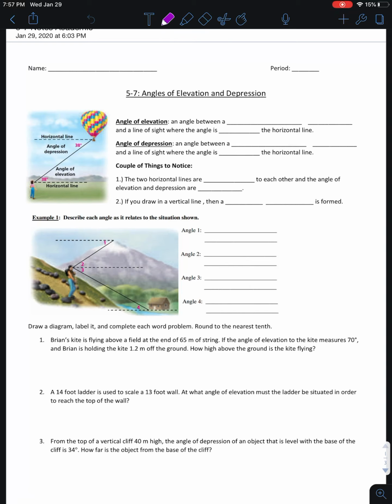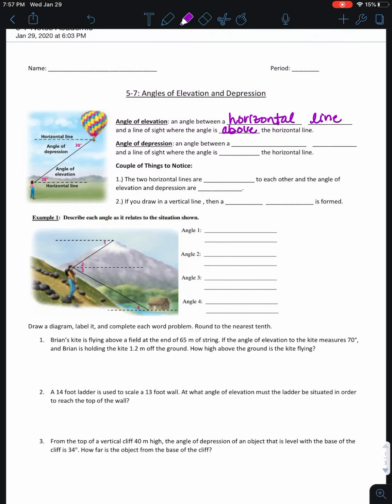Okay? All right. So this topic is angles of elevation and depression. But don't worry, it's super exciting and happy. So the definition for an angle of elevation is an angle between a horizontal line and a line of sight where the angle is above the horizontal line.